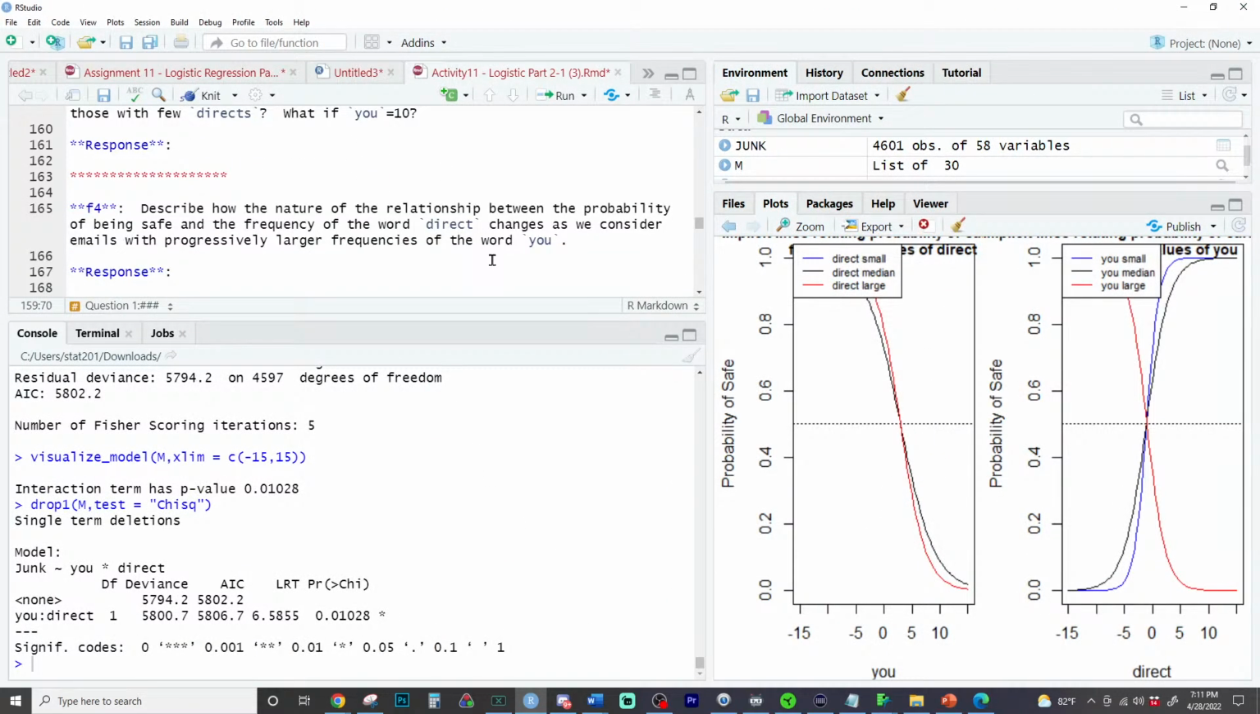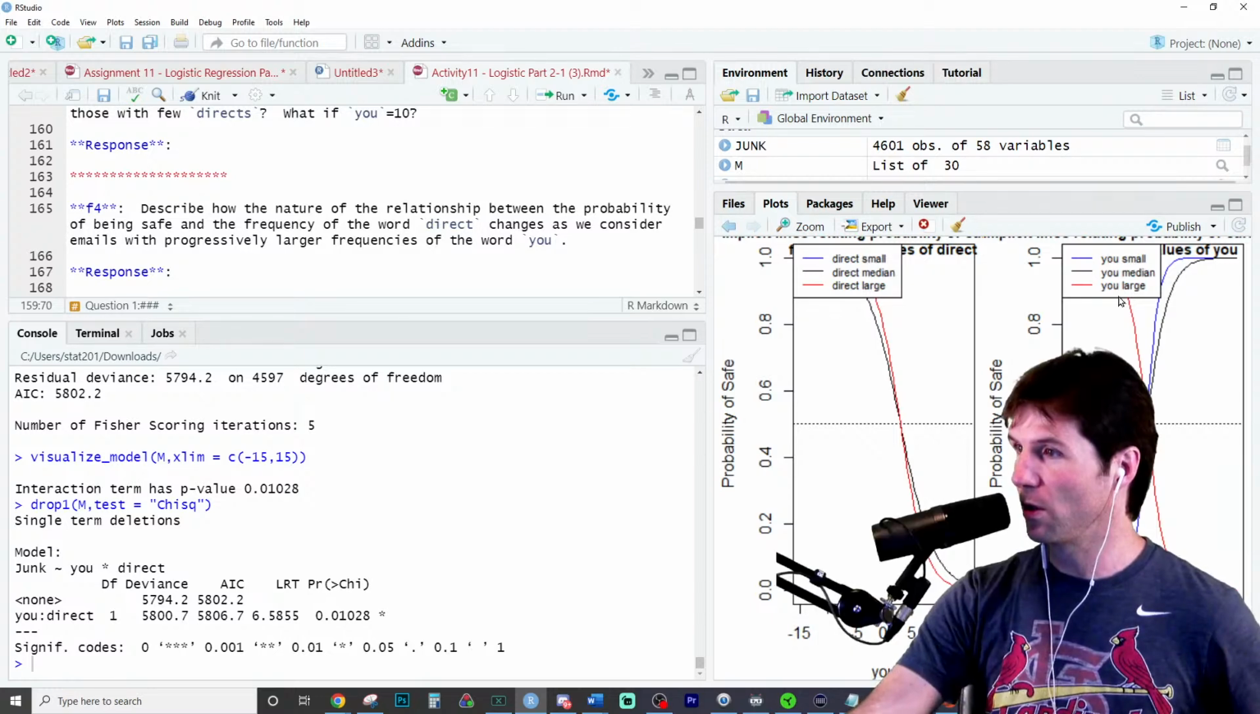Describe how the nature of the relationship between probability of being safe and frequency of direct changes as we consider the emails with the frequency of U. And we mentioned this earlier, that for larger values of U, direct actually goes to a negative relationship. So you'll notice right here, you get the sigmoidal down curve here. So really, what is the impact of direct? Well, it depends on U. So for high values of U, it actually becomes bad to see direct in there. So direct is good. Does it make sense, Kayla?